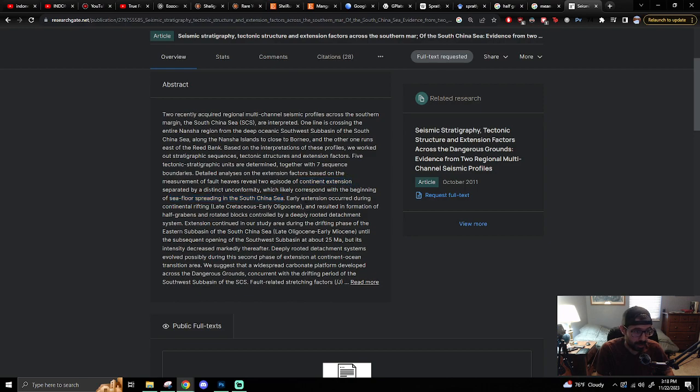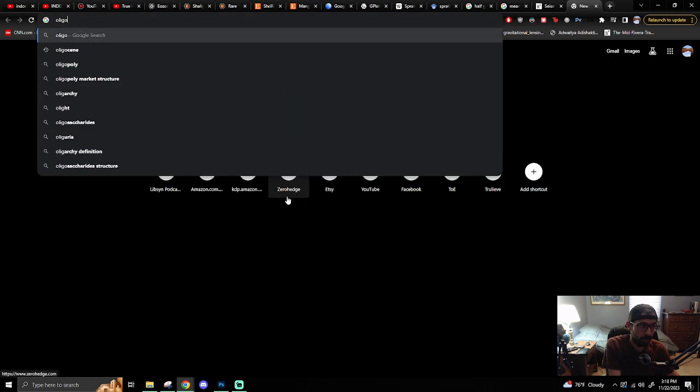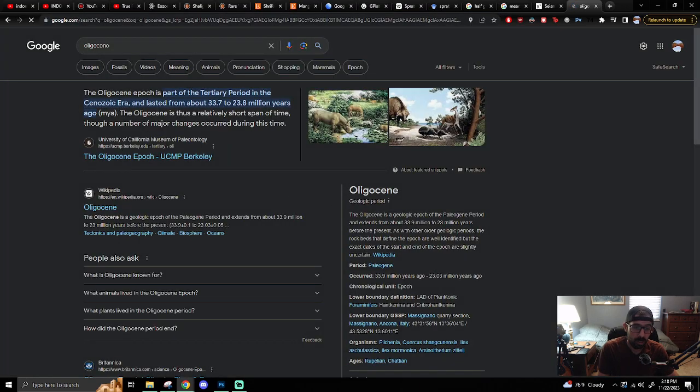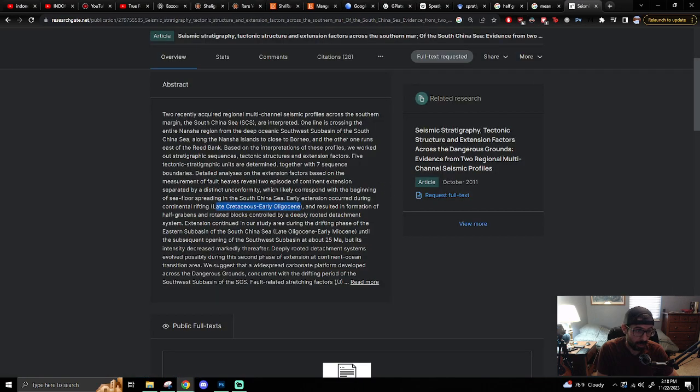Continental extension separated by early extension occurred during continental rifting, late Cretaceous, so like when the Earth started to rapidly expand, through the early Oligocene, which is around 34 million years, and resulted in formation of half grabens and rotated blocks controlled by a deeply rooted detachment system.